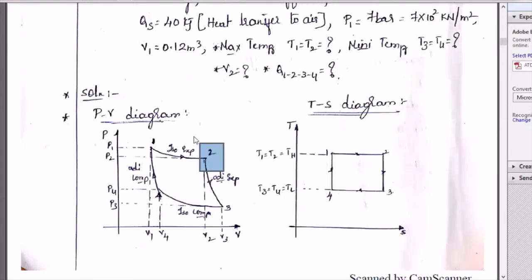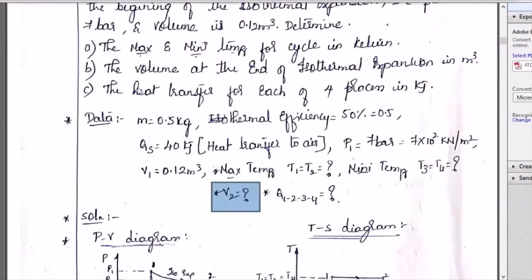At the end of isothermal expansion, we have to find the volume. Therefore, I have to find V2. Next, the heat transfer for each of the 4 processes in kilojoules. I have to find heat transfer for all the 4 processes.